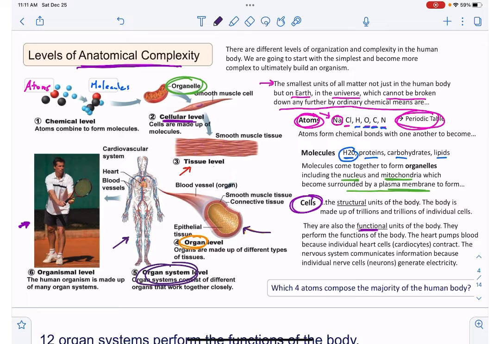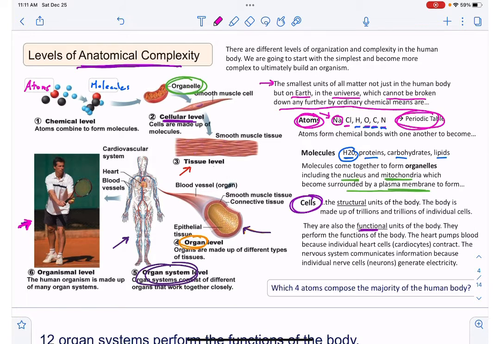And then you take all these different organ systems, you put those together, and ultimately that takes us to the organismal level, which is the most complex level. That's where a functioning human being exists, at the organismal level.